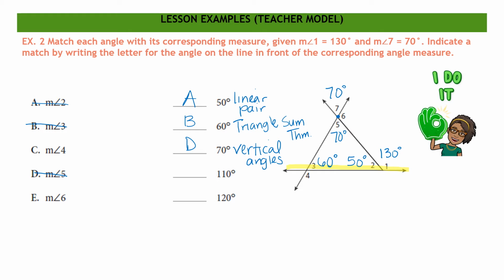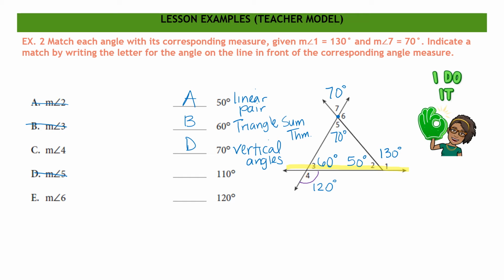Now, angle 4 I can do two ways. I can either use the exterior angle theorem, because angle 4 is an angle on the outside of the triangle, or I can use the linear pair theorem. So I'm going to use the exterior angle theorem because we already used linear pair. The exterior angle theorem says the sum of the two interior remote angles is equal to the exterior angle. So the two interior remote angles we have are angle 5 and angle 2. If I add angle 5 and angle 2, that gives me the measure of angle 4. So 70 plus 50 would give me 120 for angle 4.